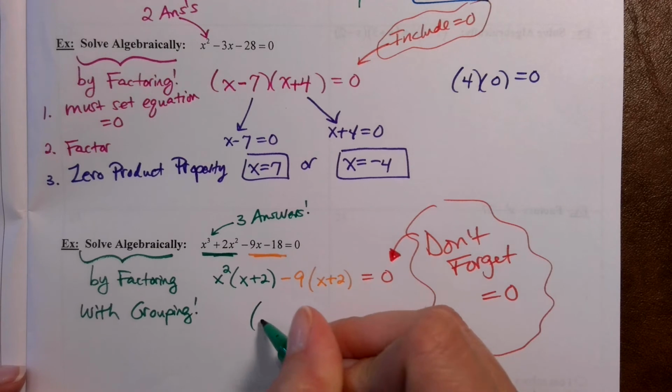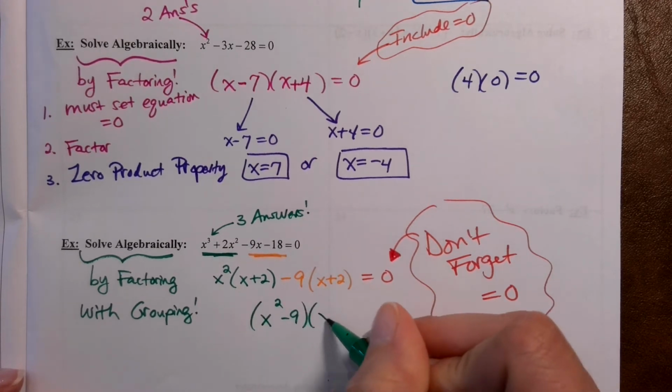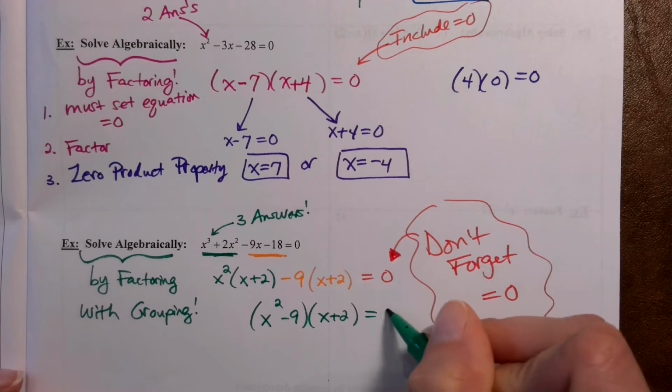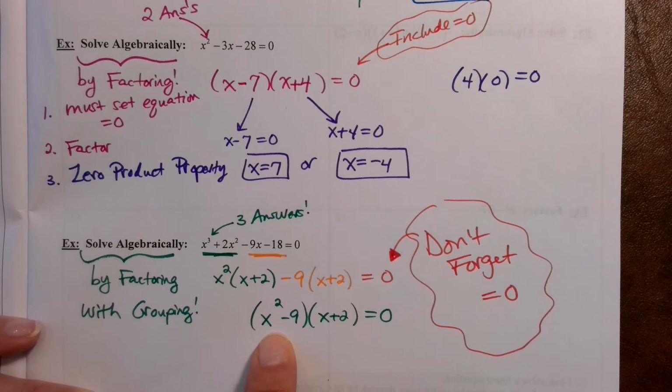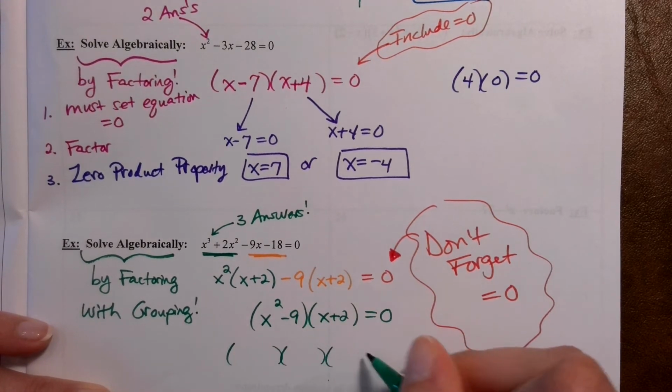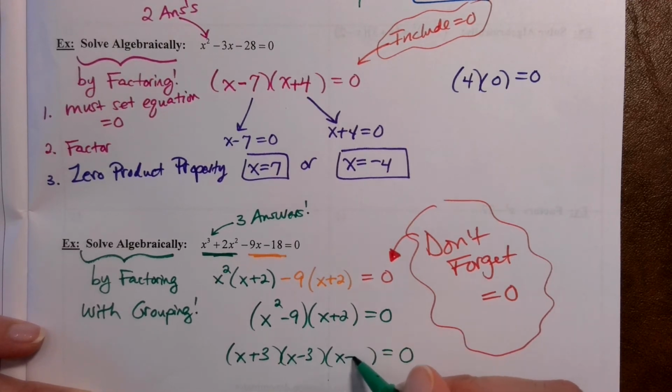My first set of parentheses is x squared minus 9. The second set is for the duplicates, and that equals 0. How does that factoring look? Wait, we're not done. You're right, we have to factor further. X squared has to split up until it's linear. So we have x plus 3, x minus 3, and we still have x plus 2.